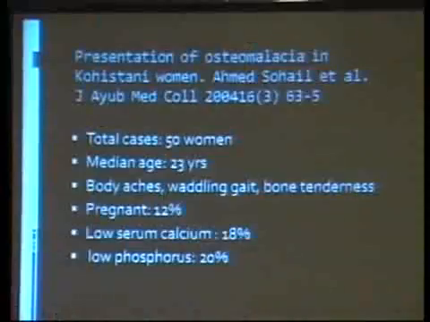And 12% of them were pregnant, and I'll just switch my mobile off, it's interfering with the presentation. There we go. Okay, so they had small numbers, but at least they presented again very symptomatic patients, 50 patients.